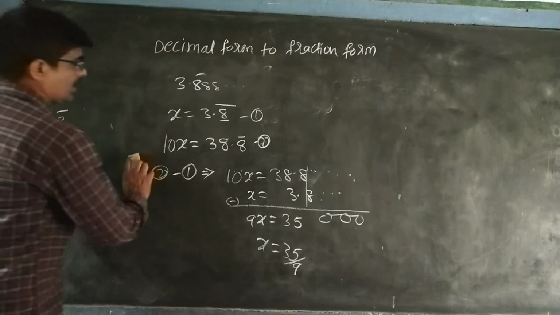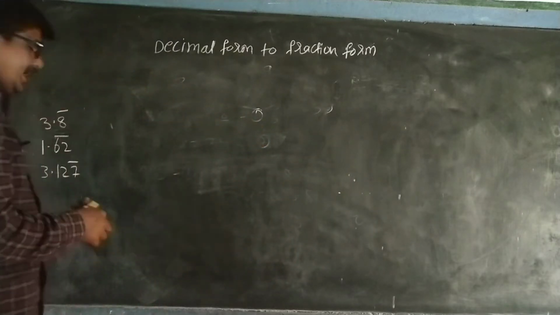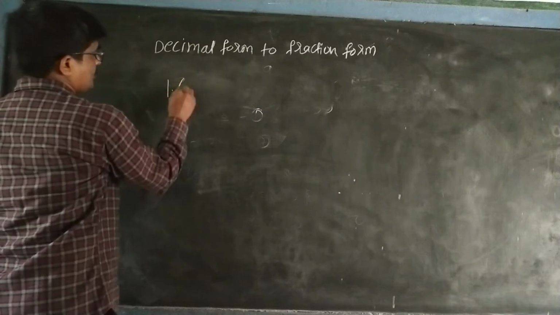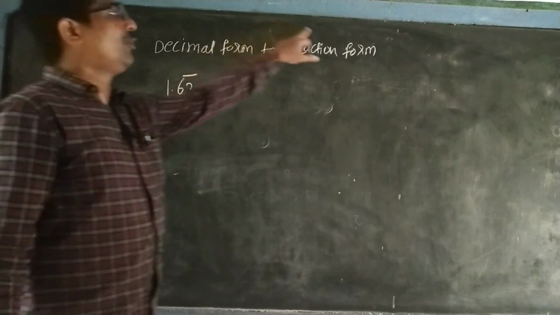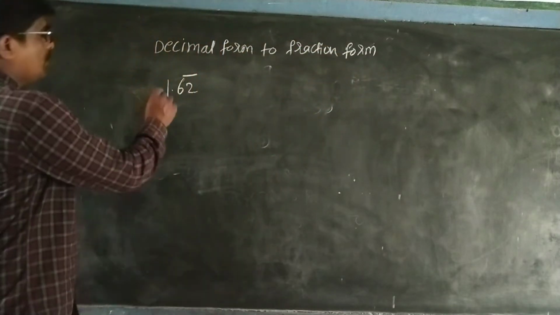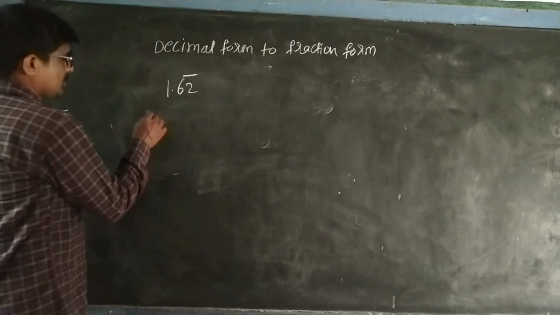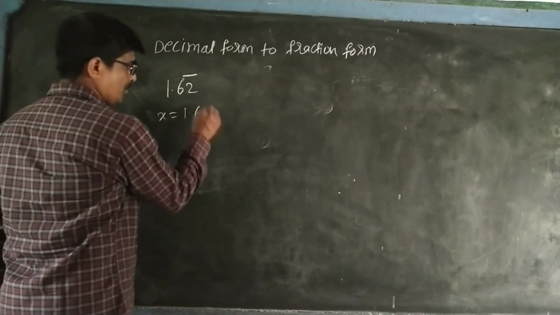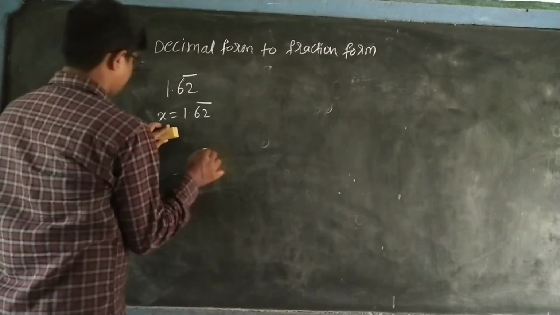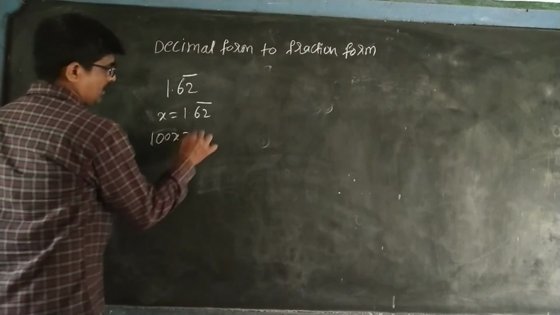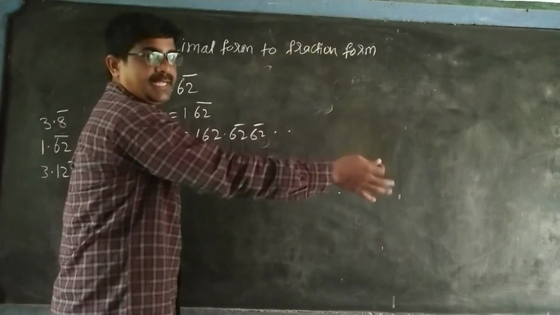Next, another problem. Take 1.62 bar, and change this decimal form to fraction form. Very simple. Here 2 decimal digits repeat, so multiply with 2 zeros, that means 100. So x is equal to 1.62 bar, and multiplying with 100, 100x is equal to 162.6262 and so on, because 62 is repeating.